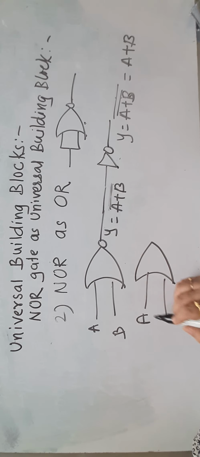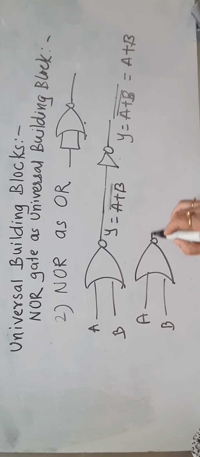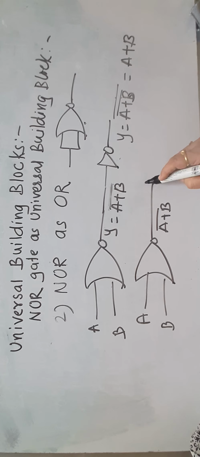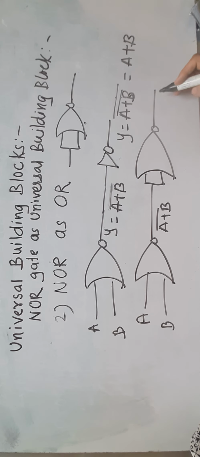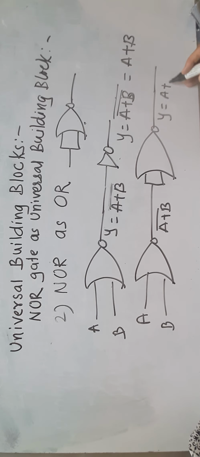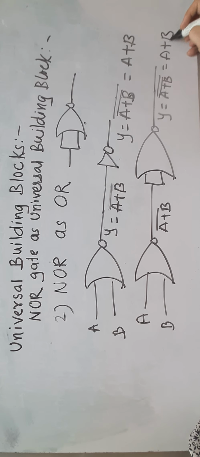So the circuit will be A, B. Here it becomes A plus B bar. Now we have to replace this NOT gate. So here it becomes Y equals A plus B bar bar, which equals A plus B. So this is the circuit for OR gate using NOR gates. So this is the final circuit.